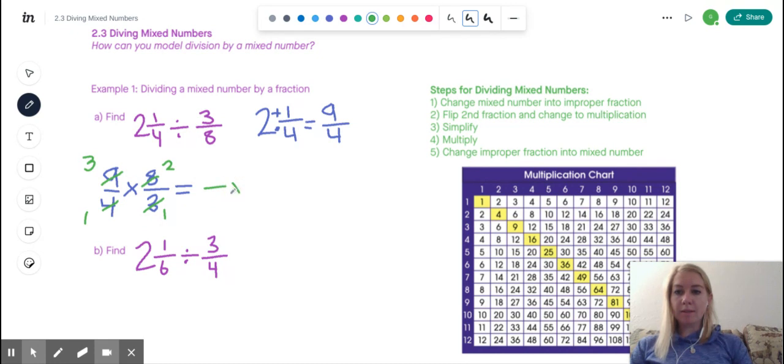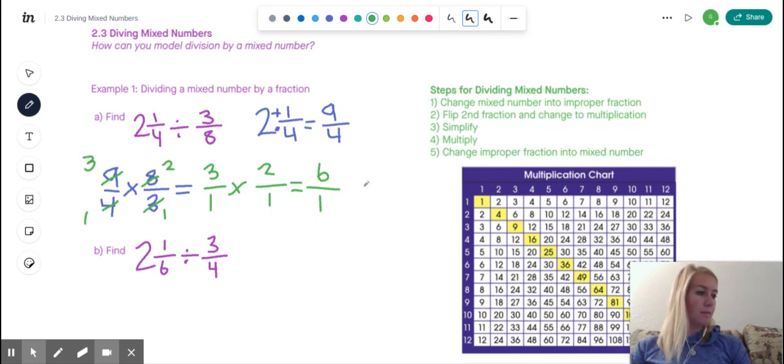Let's rewrite that because it's kind of sloppy. All right, 9/4 has turned into 3/1. 8/3 has turned into 2/1. And then we multiply across. So 3 times 2 is 6. 1 times 1 is 1. And remember, if we ever have 1 as the denominator, we actually have a whole number, which is 6.